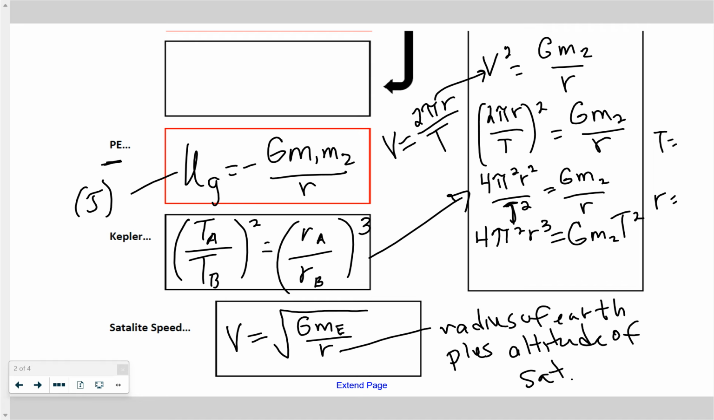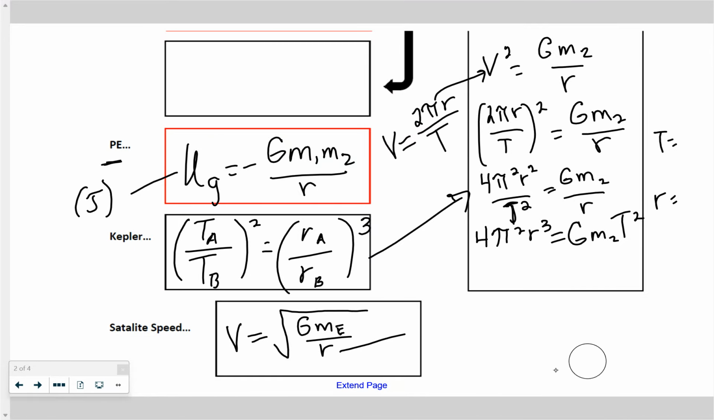And then from here, I'm going to erase this so it's out of my way, because I know I'm going to run out of room. I'm just going to solve for period. If I were solving for period, period would be equal to the square root of 4 pi squared r cubed all over G m2. Again, m2 is the mass of the central body. And that's one equation. I'm not going to box it because I don't want to run out of room.